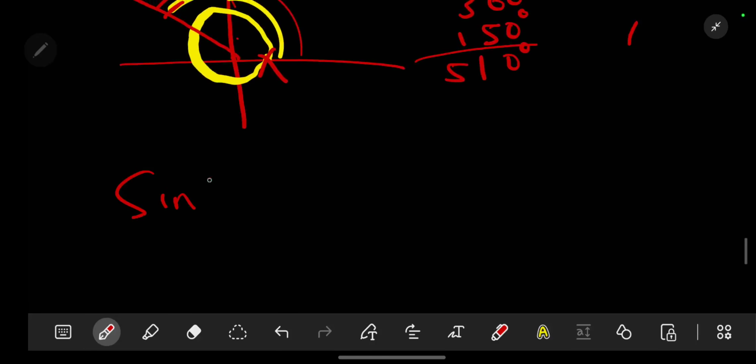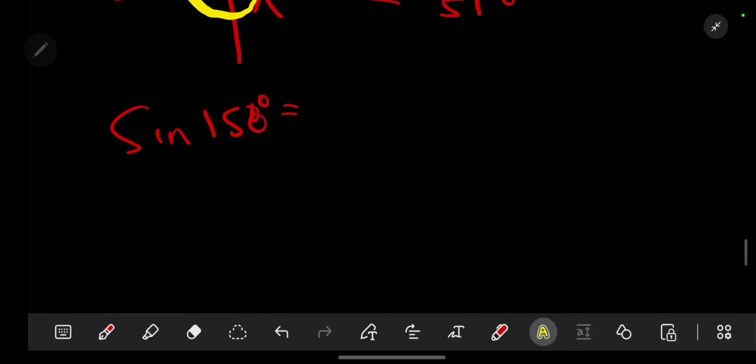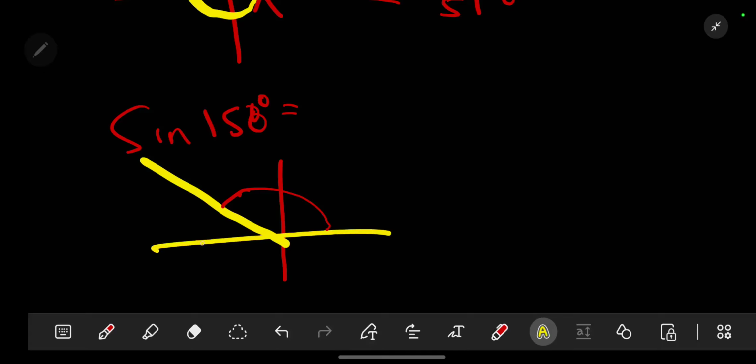So in this case, the sine of 150 degrees will be equal to... now the reference angle is the smallest angle between the x-axis, not just the positive x-axis, and the terminal side. So in this case, the angle between the x-axis and the terminal side gives us 30 degrees, because from here up to here it is 150. 180 minus 150 is 30 degrees.